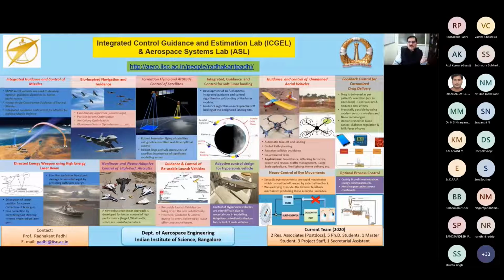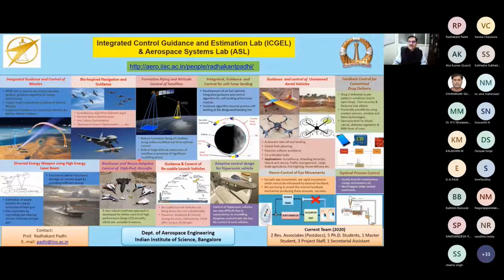Of course, there are some activities on UAV related stuff. And we are also interested in high performance aircraft, reusable launch vehicles, and hypersonic flight vehicles. Many of these things are aerospace. We are also interested in biomedical applications, and one main activity in our lab is automatic drug delivery, especially insulin delivery for type 1 diabetes. Then we are also interested in several other applications like brain control activities for eye movement, for example, or optimal process control, for example, directed energy weapons for high energy laser beams. So there are several applications that we are interested in.